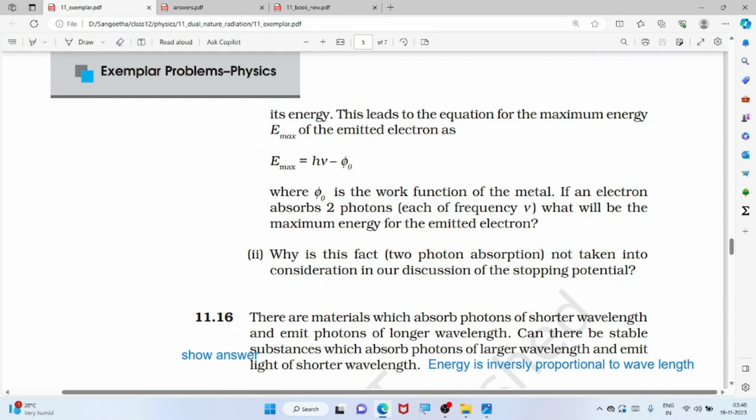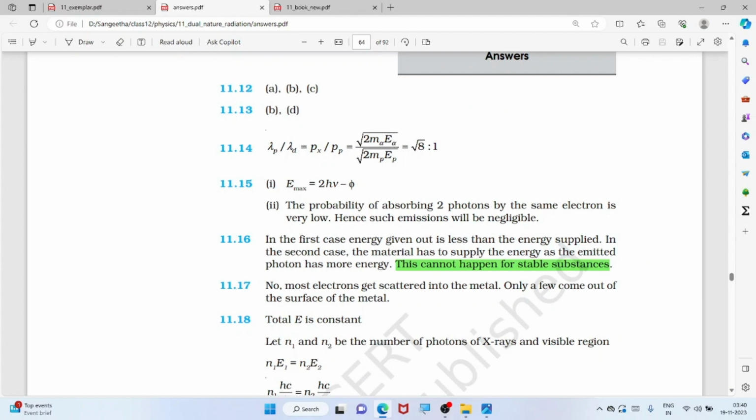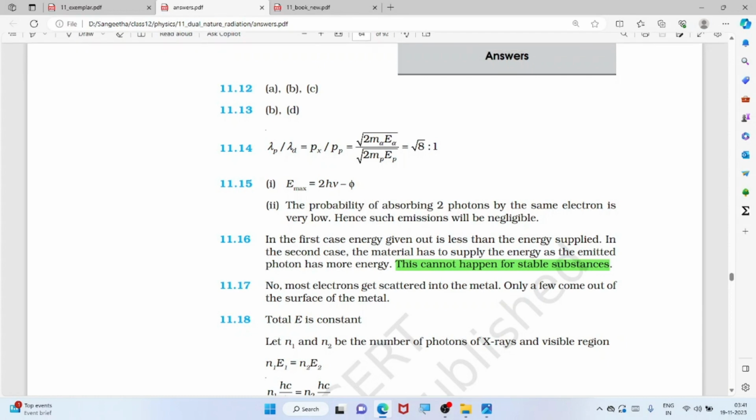Why is the fact that two photons can be absorbed not taken into consideration? It's not given in the book. It is not taken into consideration in our discussion of the stopping potential because the probability of absorbing two photons by the same electron is very low. Hence such emissions will be negligible.